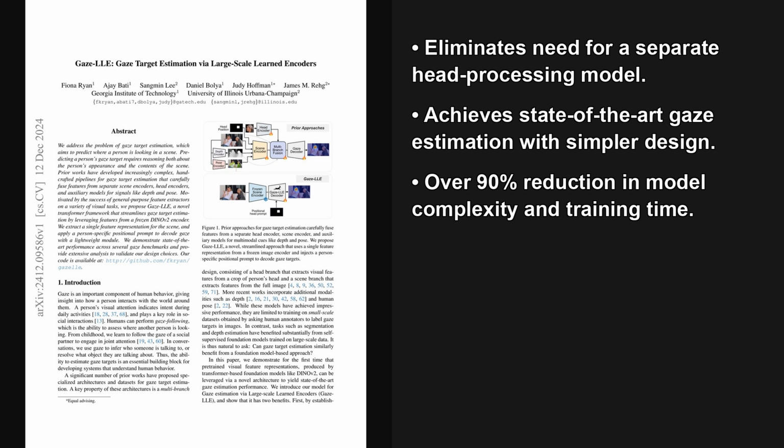It uses a single powerful vision model, DINOv2, to create one representation for the whole scene. Then it simply adds a positional prompt, which is a small cue telling the model where the person's head is, and a lightweight decoder does the rest. It's a great example of achieving top results through simplification.